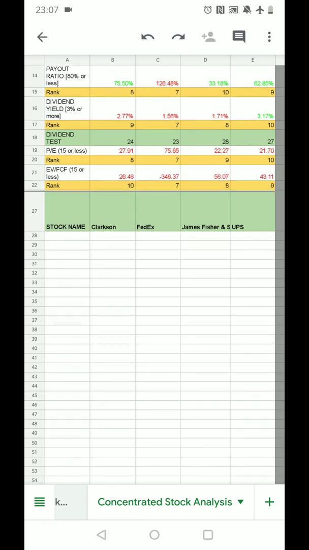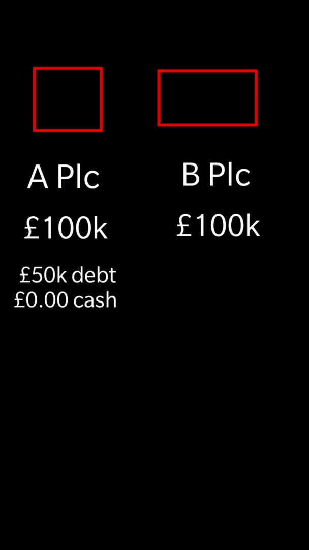The next metric is EV to FCF, which is enterprise value to free cash flow. It's pretty much the same as the PE ratio, but includes debt and cash. Now, just to give you an example, take two companies, Company A and Company B. If both have a market cap of £100,000, but Company A has £50,000 in debt and zero cash, whereas Company B has zero debt and £50,000 cash, in effect, what you do is take the debt and add it to the market cap and deduct the cash from that figure.